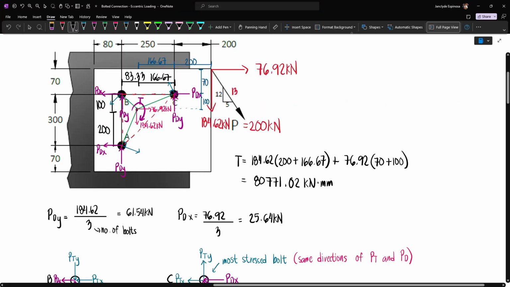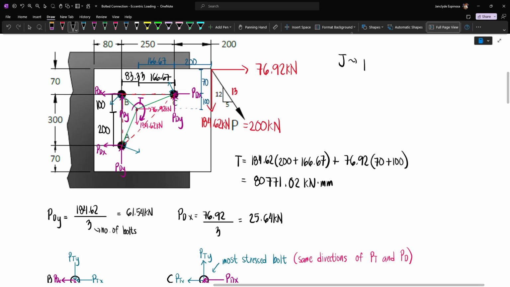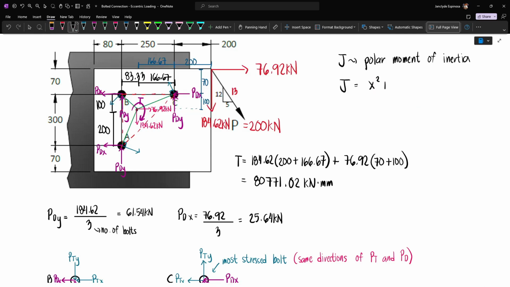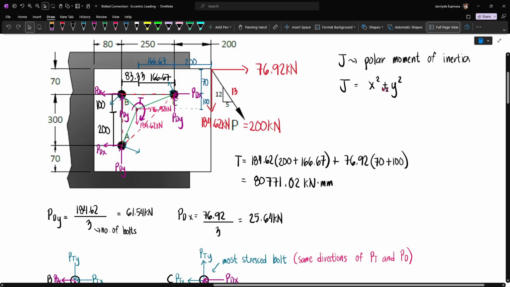Now recall that J is the polar moment of inertia. For bolt groups, instead of Ix plus Iy, we just need the transfer formula. So this is going to be x squared plus y squared. To get these values, we need to look at the horizontal distances from this point up to the center of the bolts, and also the vertical distances from this point up to the center of the bolts.